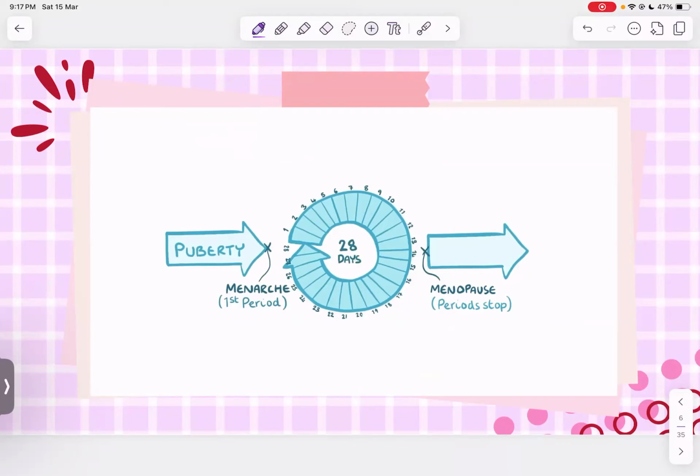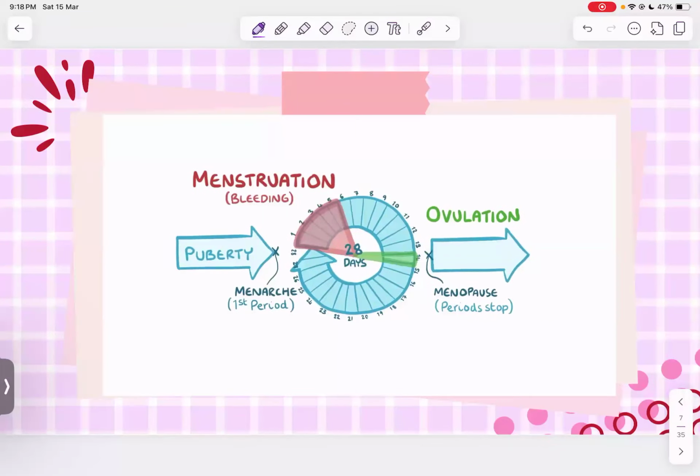The cycle starts right at puberty. The first period is called menarche in medical terms, and as I said, it usually consists of 28 days. When a period stops, it's called menopause. The first 5 days of the cycle are what we know as the menstruation, the bleeding, or the menses. Usually the 14th day is the ovulation.